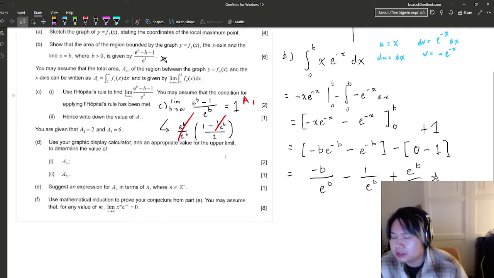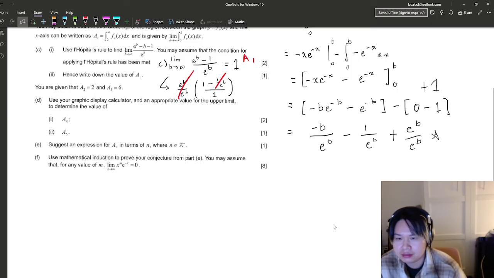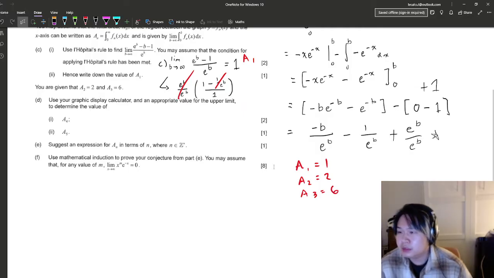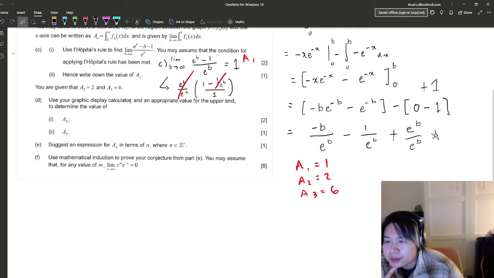Okay, you are given that a2 is 2. a3 is 6. Okay, let me just write this down. There's probably a pattern. Anyways, using your GDC and an appropriate value for the upper limit, determine the value of A4 and A5.